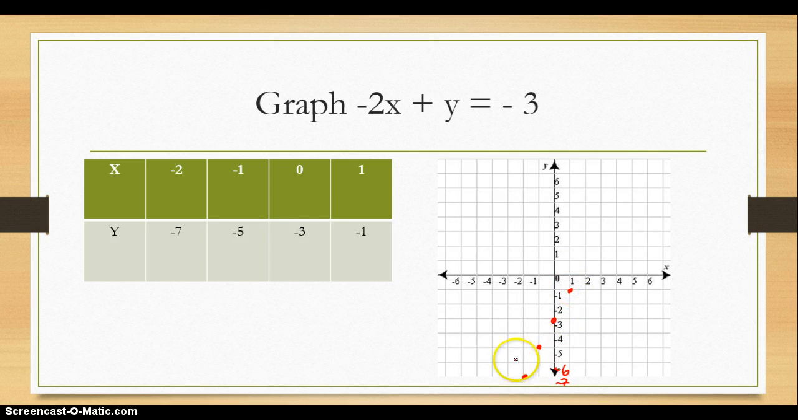So there is my graph, and then we can just connect the dots to form our line, making sure that we have arrows at the bottom and at the top to show that this line goes on forever. Again, remember the domain, negative 2, the range, negative 7. Okay, ordered pair, we have negative 1, negative 5. Remember, these are always your x value and your y value.